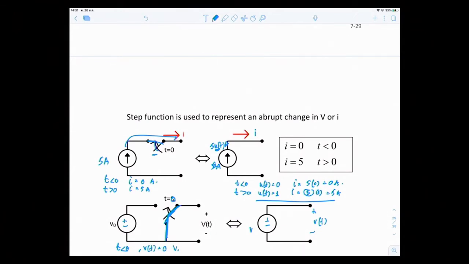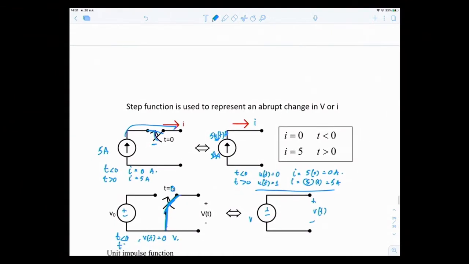Then at t greater than 0, your switch moves here. So therefore, your V of t is equal to V naught, right? These values. Now about this one.